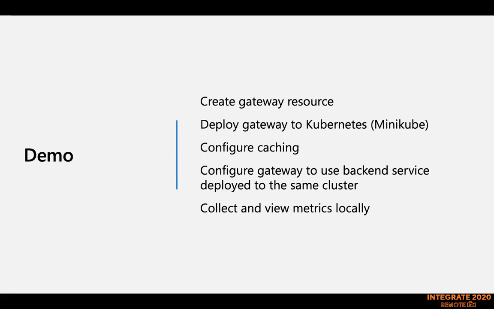Then we're going to configure and test caching for the self-hosted gateway. Then we're going to create a configuration where we deploy a replica of the same backend we use in the cloud to on-prem, and have the cloud gateway serve the backend in the cloud, and a self-hosted gateway on-prem serve the resource on-prem. And then we'll show you how to collect and view metrics locally. Hopefully we will be able to do all of that in the remaining time. Then we'll circle back, talk about what's next, and answer questions.